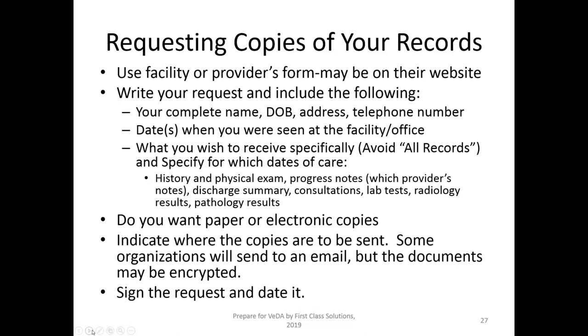When you write your request, include the following information: your complete name, date of birth, your address, your telephone number, the dates when you were seen at the facility or the office, and what you wish to receive specifically. Avoid asking for all records, and specify which dates of care you're most interested in. If you can specify certain documents, that's going to make the request move along a lot faster.